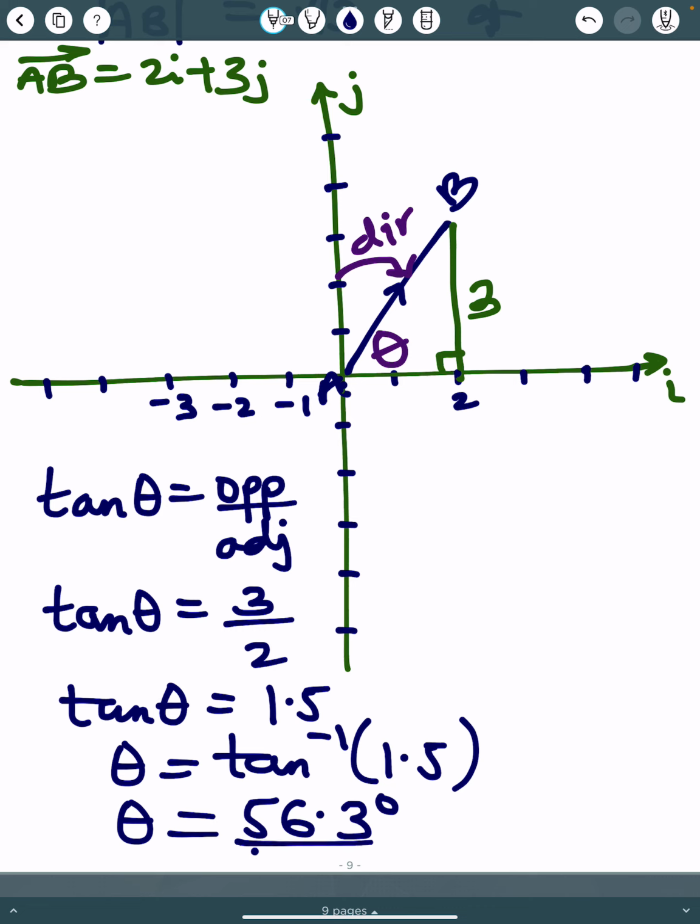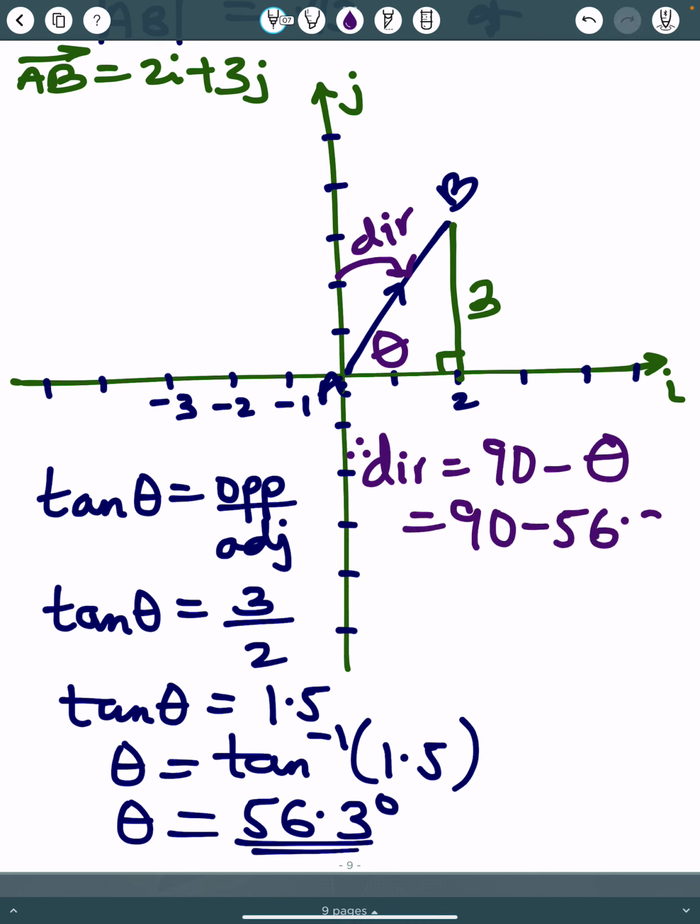Now, when I know theta, all I need to do to get my direction is to subtract theta from 90. The direction of AB is 90 minus theta. 90 minus theta is 90 minus 56.3. When you get used to it, you see that this is pretty simple. Writing vectors in polar form is slightly different. 90 minus 56.3 gives you 33.7 degrees.